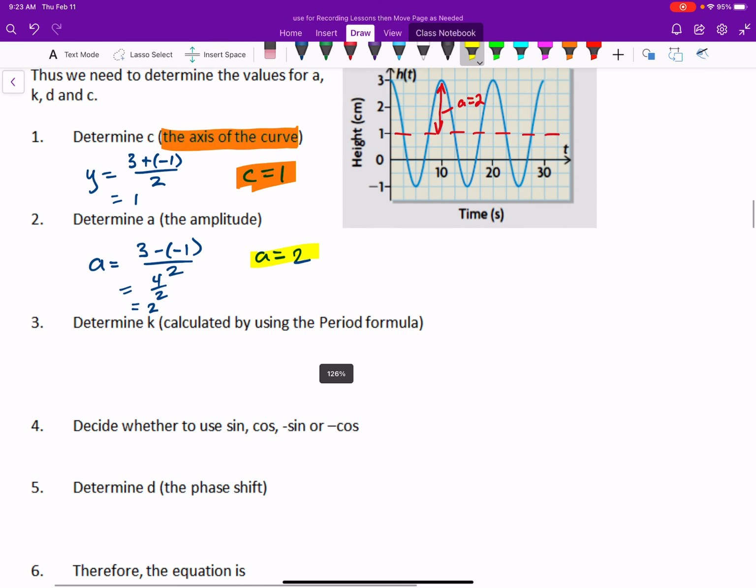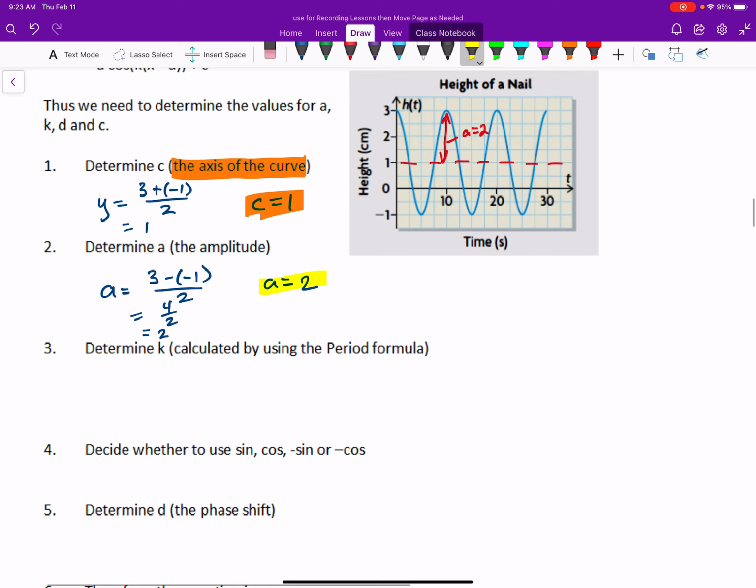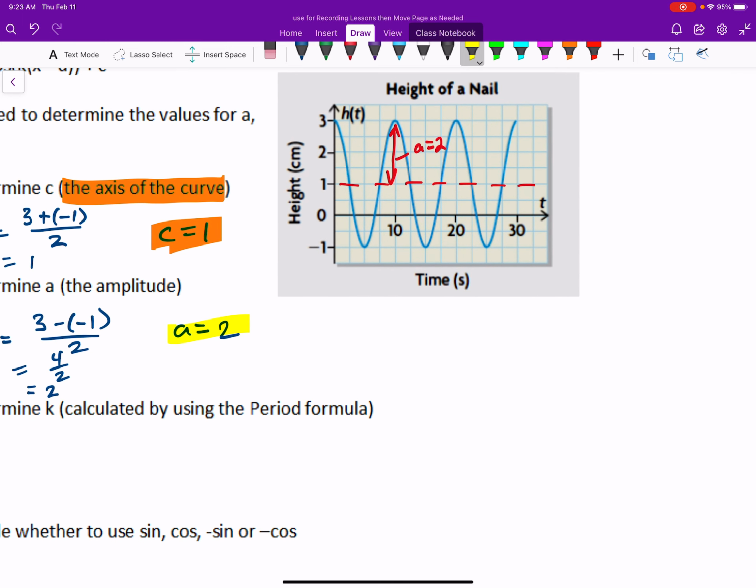Determine the K value by calculating the period formula. All right, so what's one cycle on this graph? We know that normally the period is 360 degrees, right? Well, let's see how long one cycle is. We start at the top, we go down, we come back up. There's one cycle, and it occurred after 10 seconds.